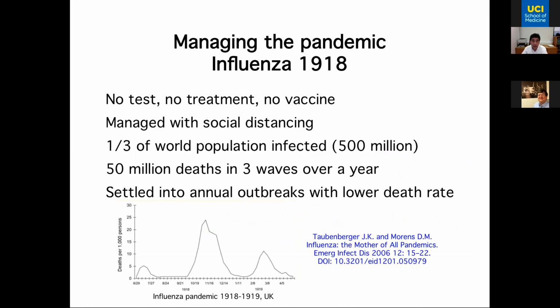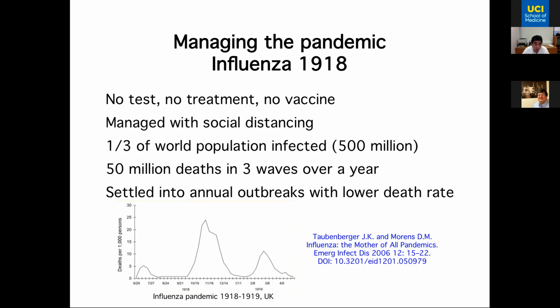The last slide here is how to manage the pandemic. We go back to the pandemic of influenza in 1918. At the time, there was no test, no treatment, and no vaccine. Now we have testing, but we still don't have good treatment or vaccine. Dr. Khan will talk about these two issues.